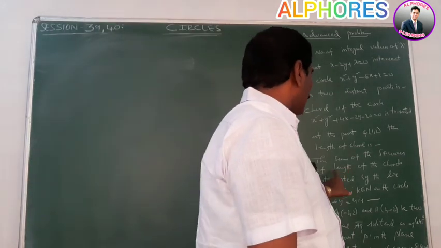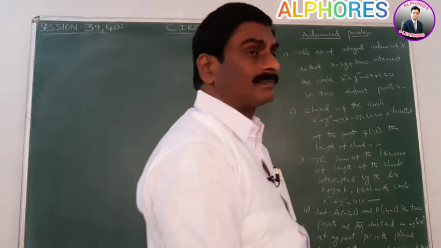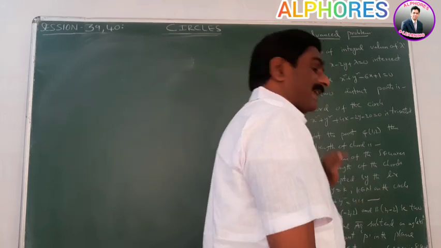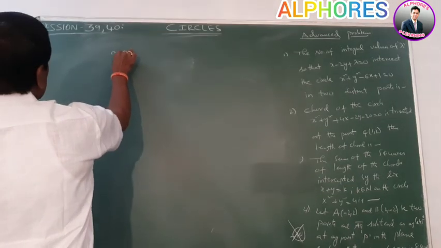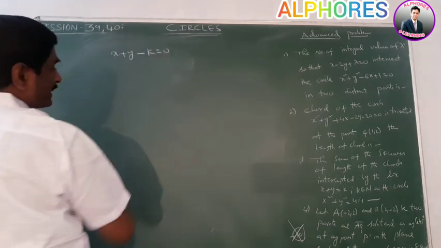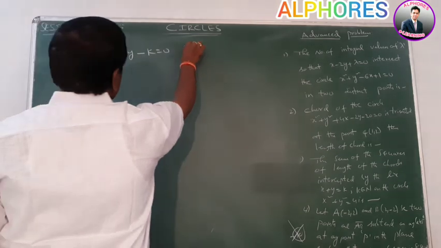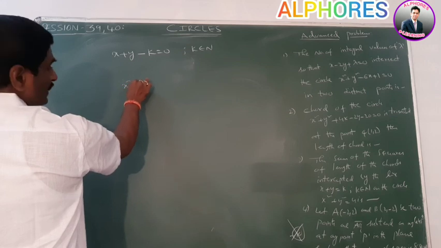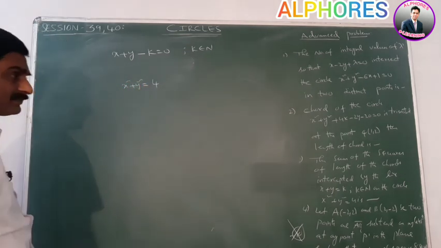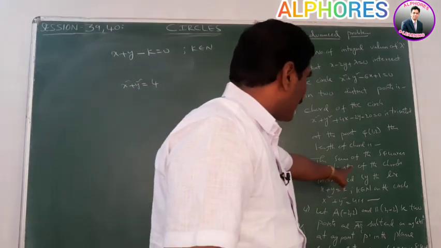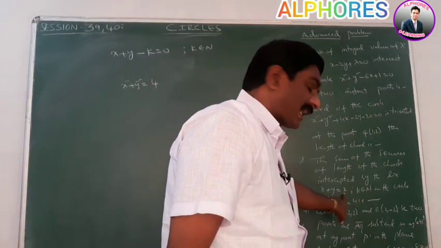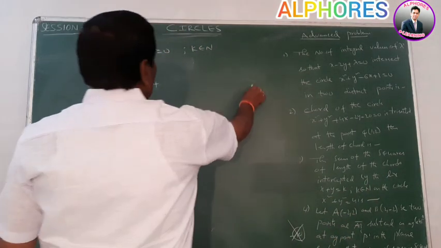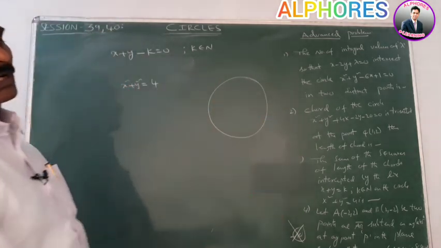The sum of the squares of the lengths of the chords intercepted by the line x plus y is equal to k, where k belongs to N, on the circle x square plus y square is equal to 4, is dash. In this case, we find the length of the possible chords, and the sum of the squares of the lengths of the chords.